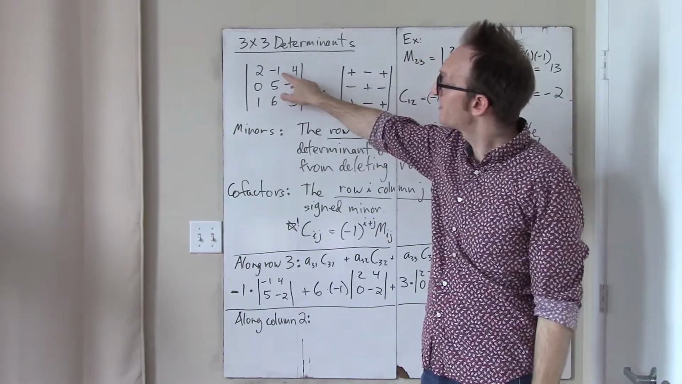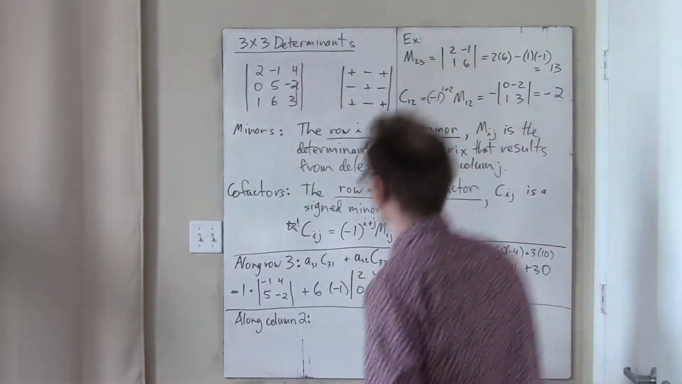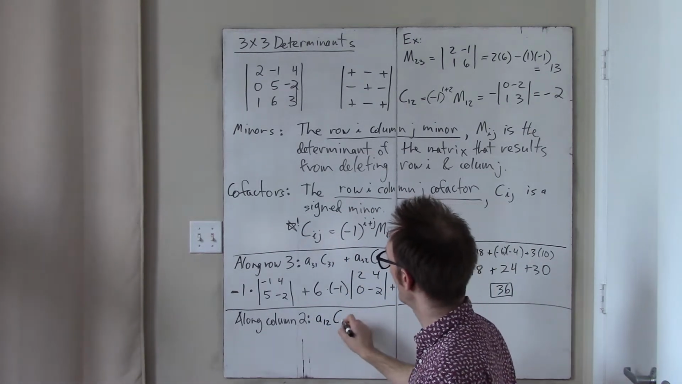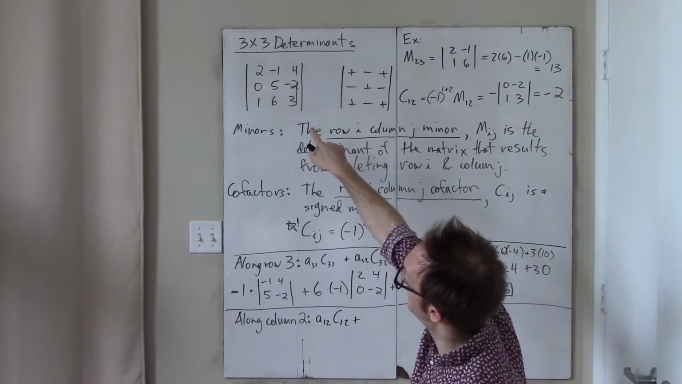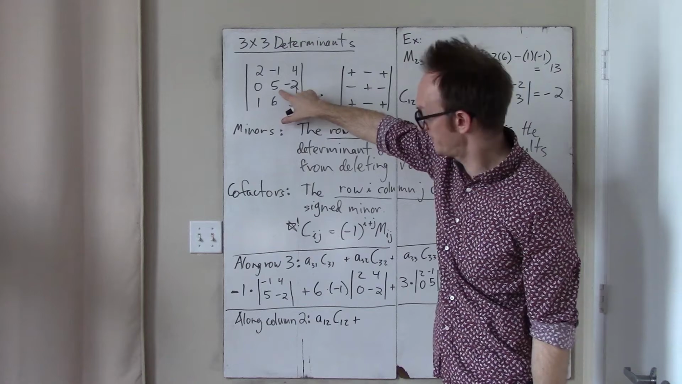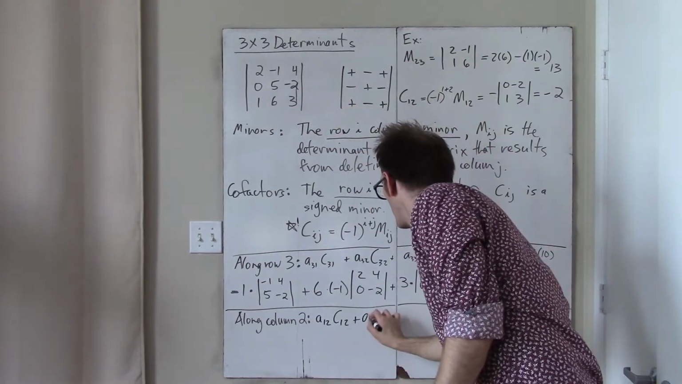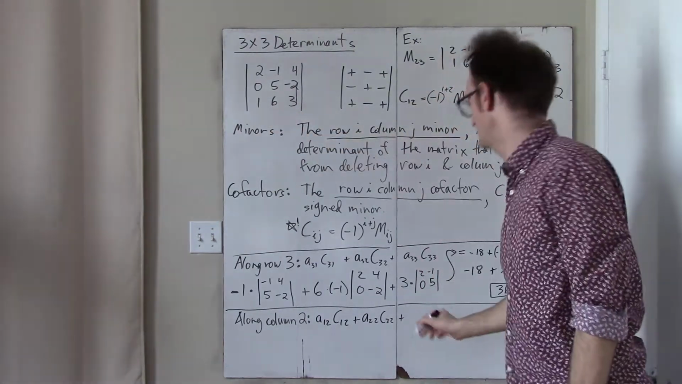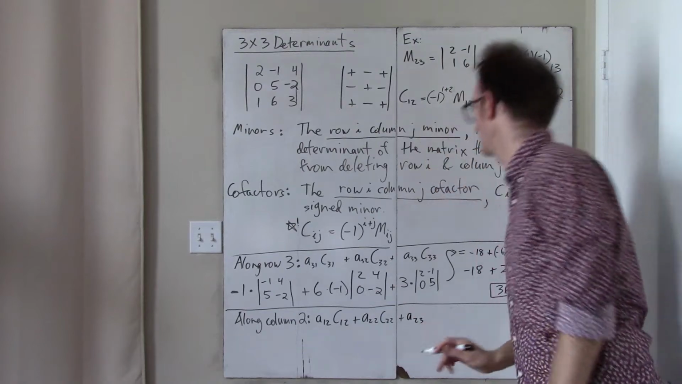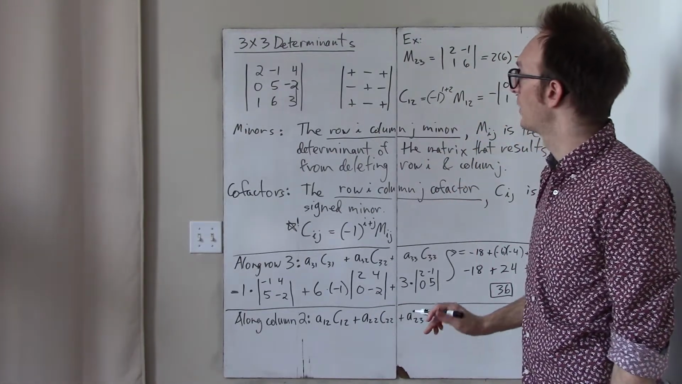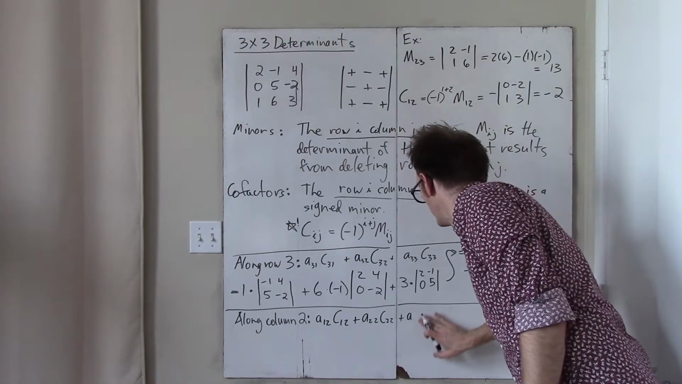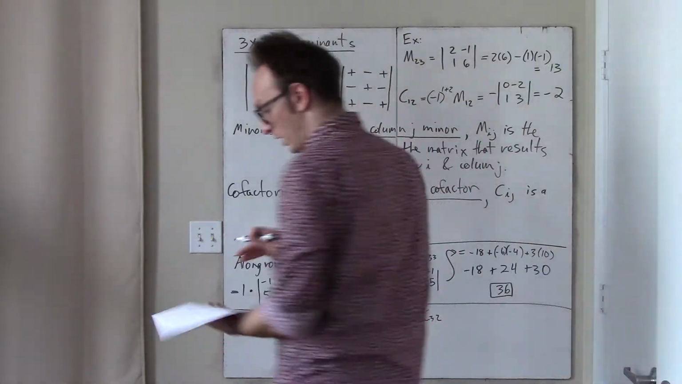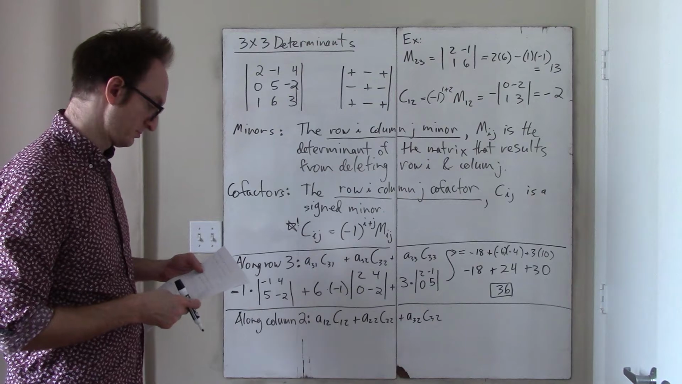The first number in column 2 is A12, the entry in row 1, column 2, times the 1,2 cofactor, plus the next number in column 2, which is A22, times C22, plus that number, that's 6, which is row 3, column 2, so it's A32 times C32. Okay, cool.